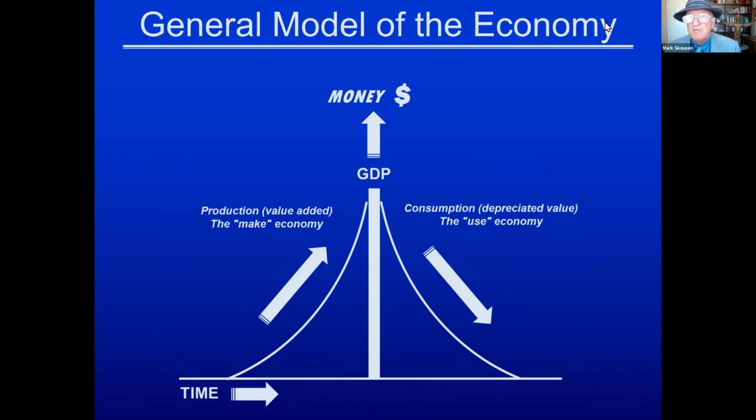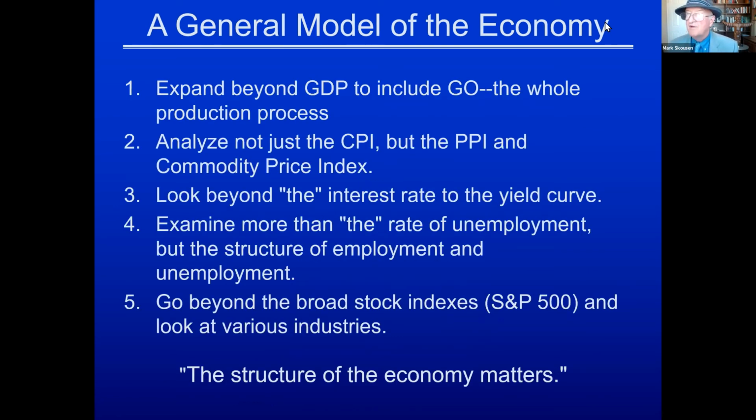Okay, this is a general model of the economy. I'm going to pass by this, but you can basically see the make economy versus the use economy and the relationship between GO and GDP. What is my approach here with GO? One is we want to have the whole production process looked at. So we want to look at GO, not just GDP. We want to disaggregate the economy. We want to analyze not just the consumer price index, but the producer price index and the commodity price index. We want to look at stages of production and see what's happening in the economy.